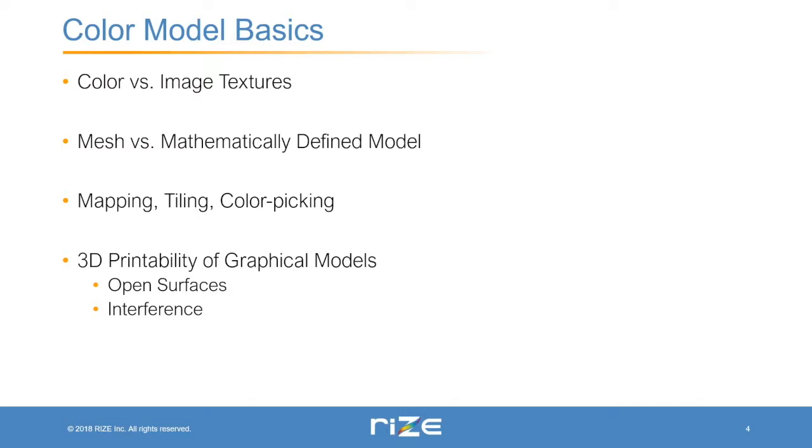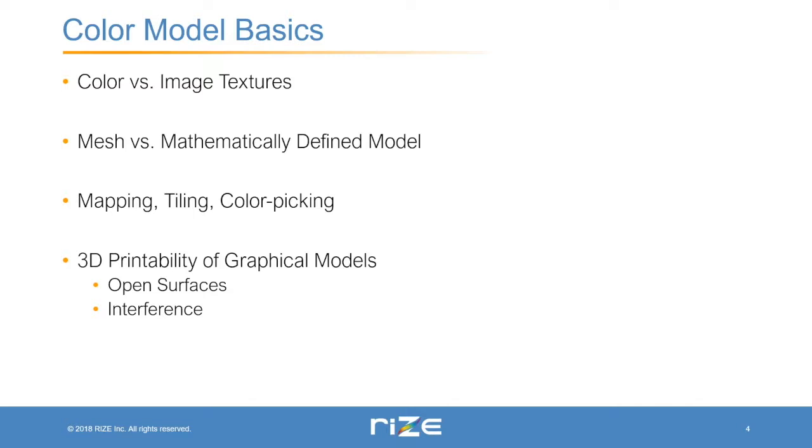Some of the other things that we'll be talking about later include mapping, tiling, and color picking. So mapping is the word used for the way that an image file is attached to a part and how exactly it's oriented and scaled and all of those things. Tiling is a word that's used to describe when an image texture is not just applied a single time to a surface, but it's applied in a repeating pattern over whatever portion of the surface is intended to be affected.